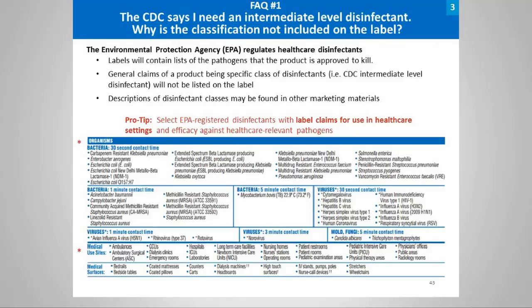For example, take a look at this label. You'll see here that it says tuberculosis, that there is a TB kill time. So in this case, it's an intermediate level disinfectant. But take a look also at the organisms that it will kill. I want to encourage you to not just ask your rep, what should I buy? But look at that label.